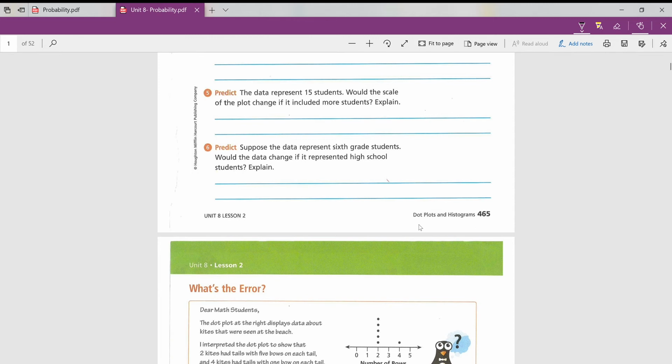Number 6, it says, suppose the data represented sixth grade students. How would the data change if it represented high school students, and explain. Well, again, this is kind of making a prediction and an inference. If you look at high school students, they're older, they're studying for college, they have high potential classes. These are all things to consider that would cause a high school student to study more.